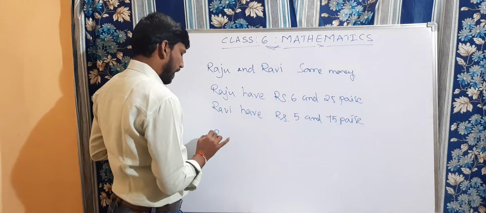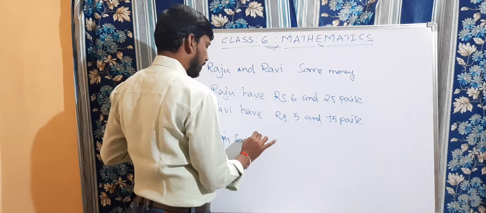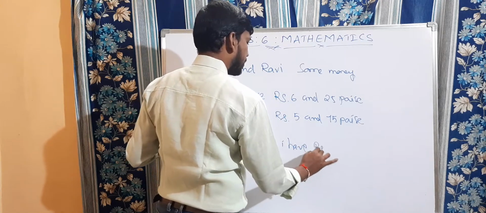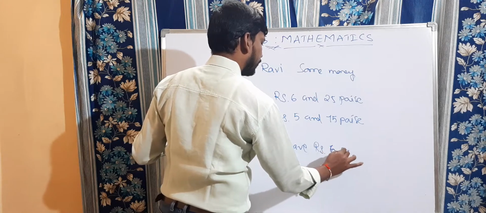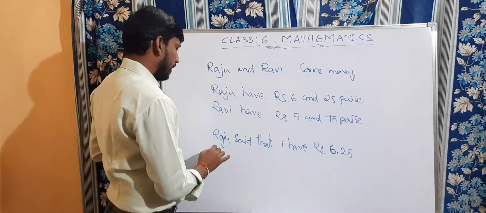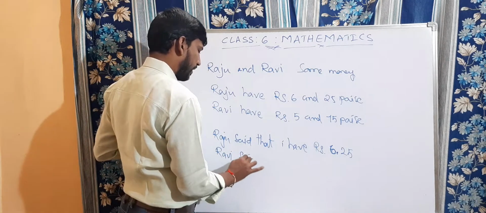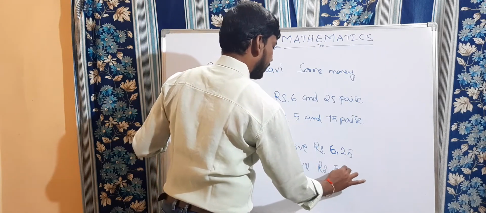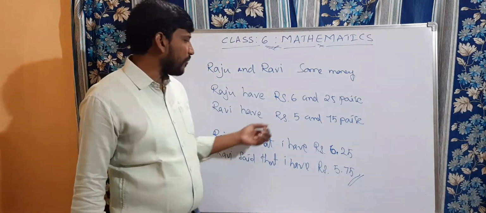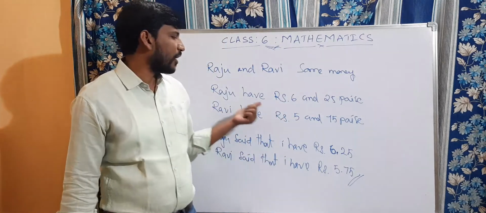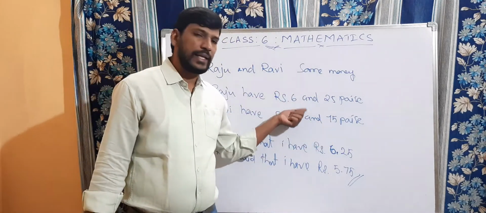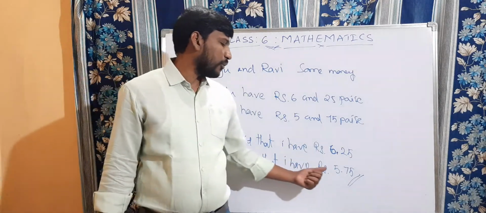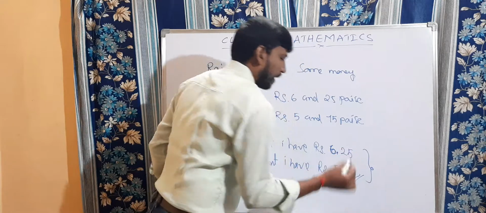Raju said that I have rupees 6.25, and Ravi said that I have rupees 5.75. Instead of saying 6 rupees 25 paise or 5 rupees 75 paise in words, they said I have rupees 6.25 and rupees 5.75. Is what they said correct or not?